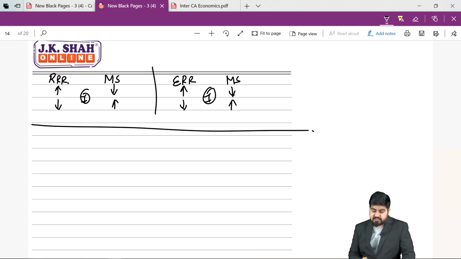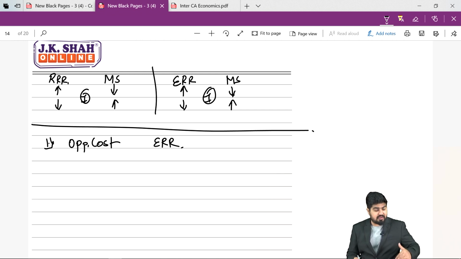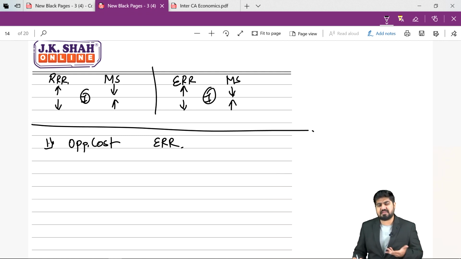So for example, the first one, opportunity cost. Now what do you mean by opportunity cost? If there is a better opportunity in the market to give loans, you will be getting a higher rate of interest. Hey, why would you keep money in the reserves? So at that time, if there is better opportunity, your excess reserve ratio will come down.